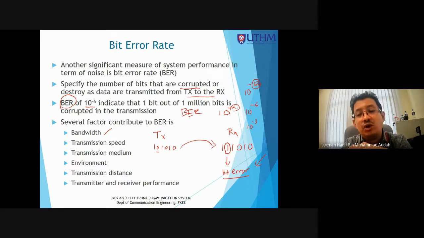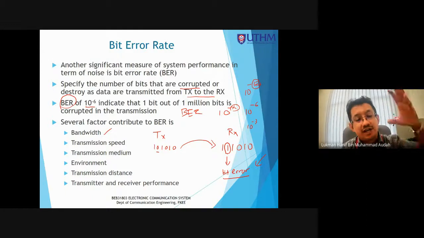But we need to overcome it with another process to minimize it. Okay, so bandwidth berkadar terus dengan bit error rate. The higher the bit rate, so the higher the bandwidth, the higher would be the possibility of bit error rate.